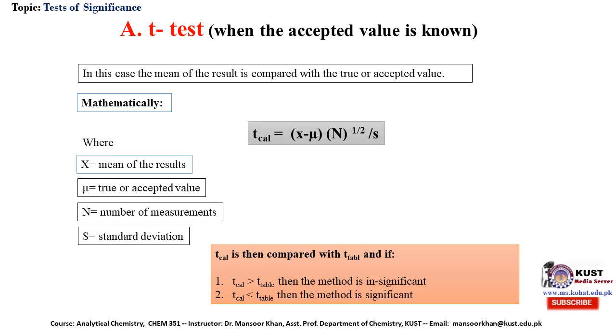Number 1, if T calculated is greater than T tabulated, then the method is significantly different. Number 2, if T calculated is less than T tabulated, then the method will be non-significant. Number 1, T calculated is greater than T tabulated, then the method is insignificant. The second one is T calculated is less than T tabulated, then the method will be significant.